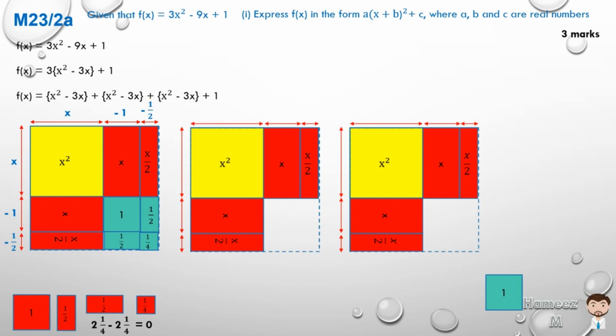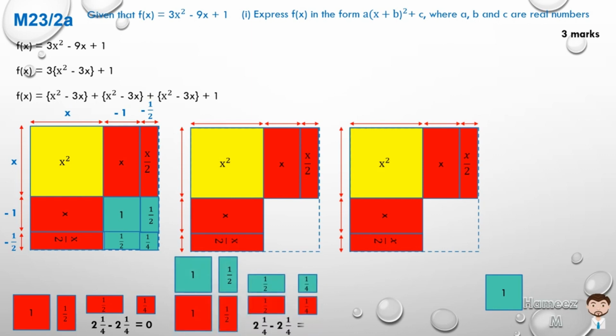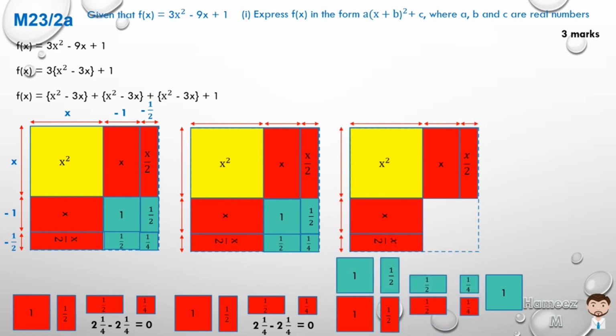So we took all the positive terms, and that completed our square. And let's do the same thing for the second one. Let's bring up all the positive and negative terms, which is still 2 1/4 minus 2 1/4, which works out to be 0. And we can fill this space as well. So we've completed the square in the first case, in the second case, and we'll do it in the third case as well. So what do we have in all?